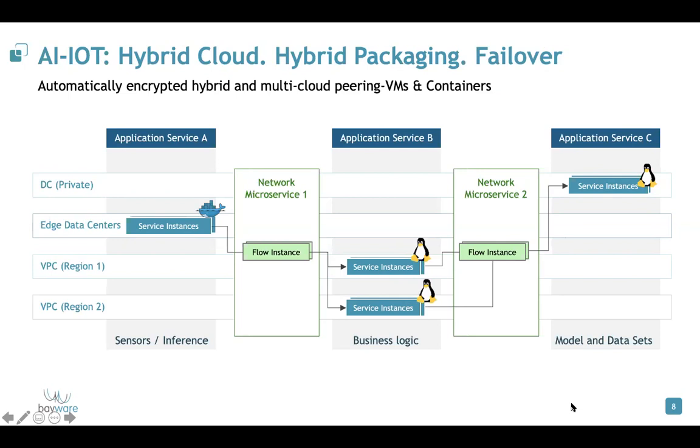If we get more specific, say for an AI IoT use case, in the front end is a sensor doing inference, and maybe you package those in containers to have really tight security around your intellectual property, and you put those in multiple edge data centers. Again, the flows will be created exactly the same way.